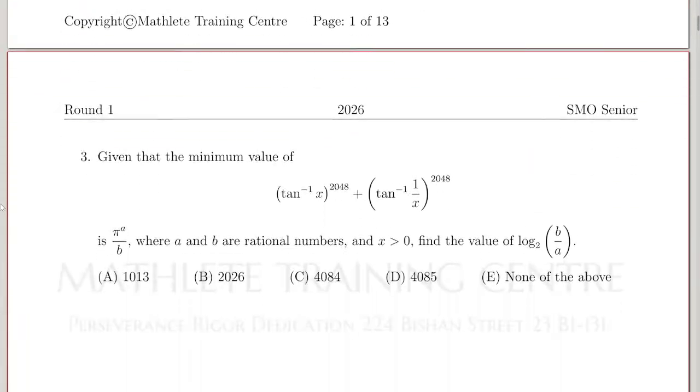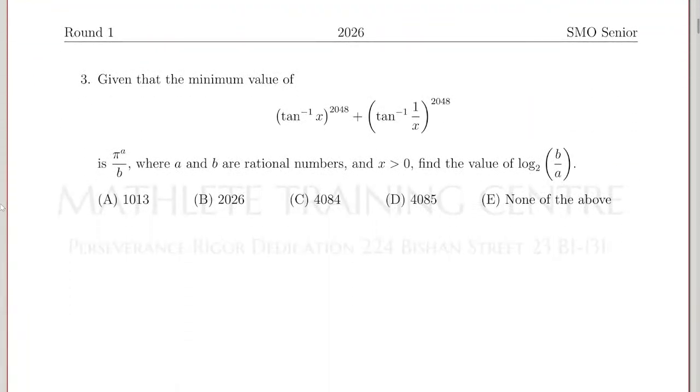Next question. Already we have a question that looks very scary. Given that the minimum value of this is pi to the power of a over b. So what's happening here? There's a tangent inverse of x, and a tangent inverse of 1 over x.